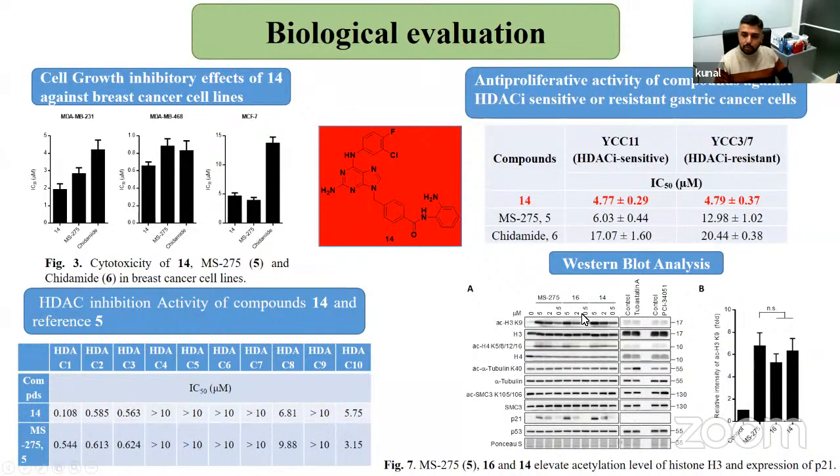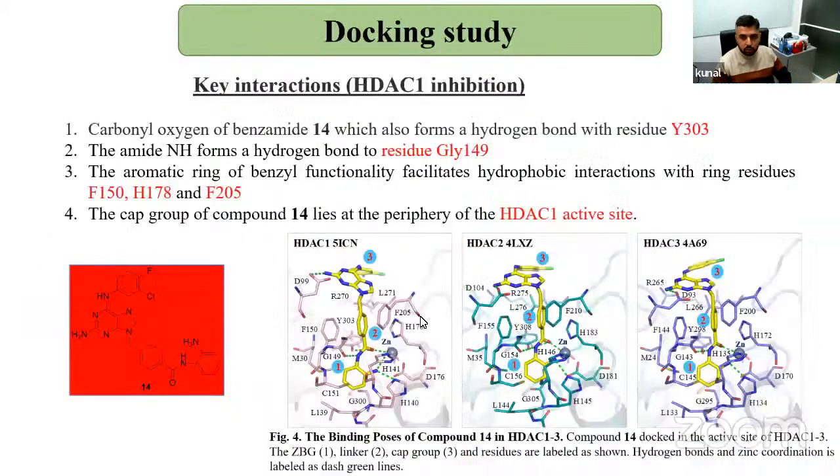And then we performed the Western blot analysis just to validate the enzymatic inhibitory potential of the compound. And we found that compound 40 could elevate the acetylation levels of histone H3. You can just see at 0.5 micromolar to 5, it is inducing the upregulation of the acetylation level of histone H3. So it is like a signature biomarker feature of HDAC inhibitors, and we were very sure that our compound was mediating its anti-cancer effects through HDAC inhibition. So with this vision, we moved further.